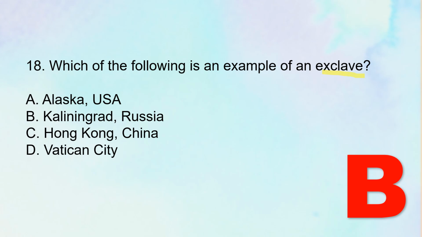For letter A, Alaska is not an exclave because it touches the ocean. Hong Kong is a special administrative region in China, and it's not an exclave. And for letter D, Vatican City, we know this one as an enclave. Enclave means completely surrounded by another country.